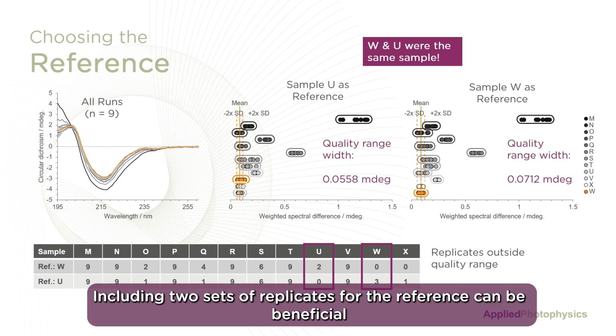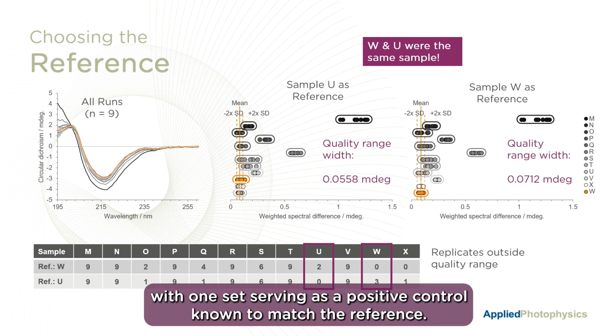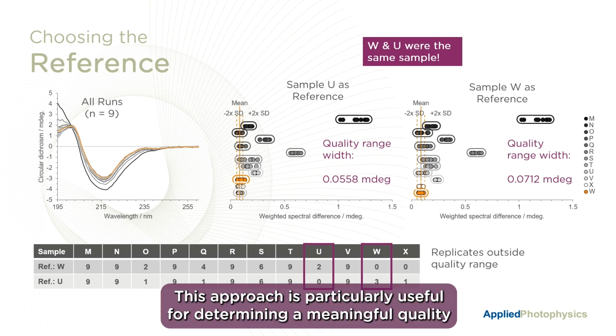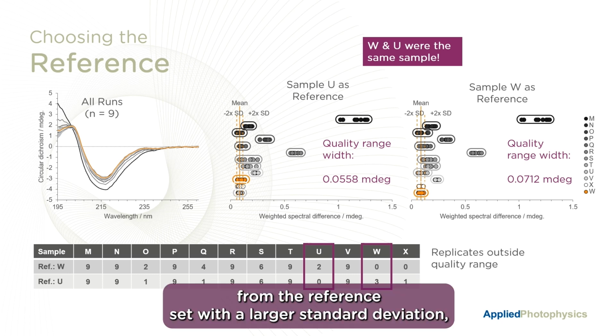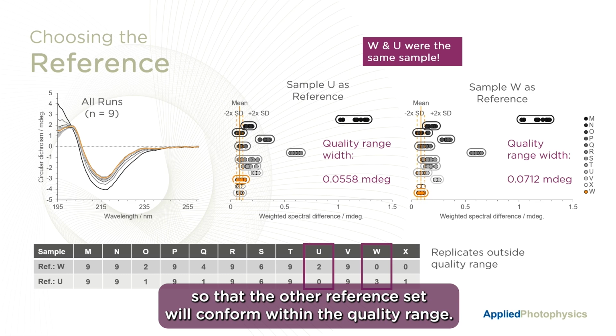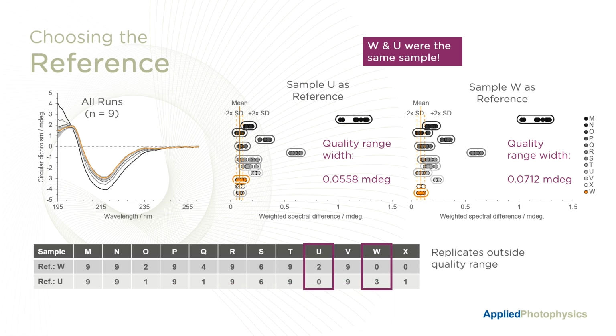Including 2 sets of replicates for the reference can be beneficial, with one set serving as a positive control known to match the reference. This approach is particularly useful for determining a meaningful quality range, i.e., one may choose to derive the quality range from the reference set with a larger standard deviation, so that the other reference set will conform within the quality range as expected.